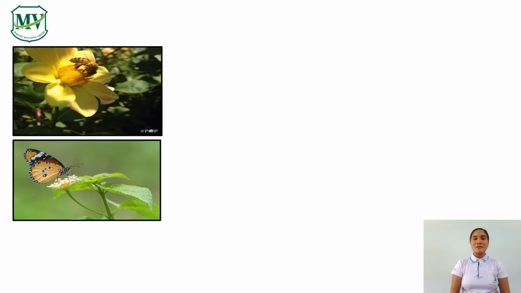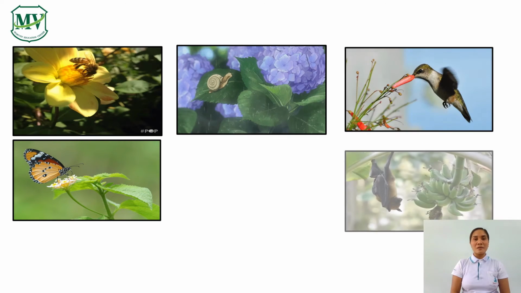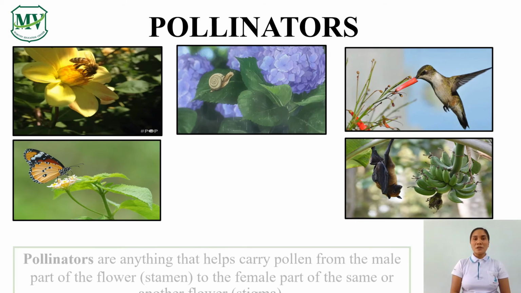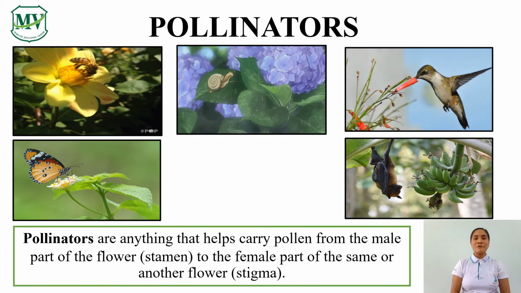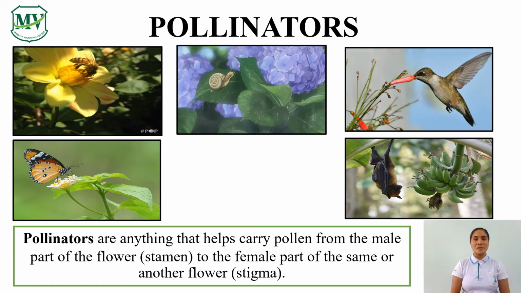It is carried by insects, water, or the wind. Bee, butterfly, snail, bird, and bat are all pollinators. Pollinators are anything that helps carry pollen from the male part of the flower, the stamen, to the female part of the same or another flower, the stigma.